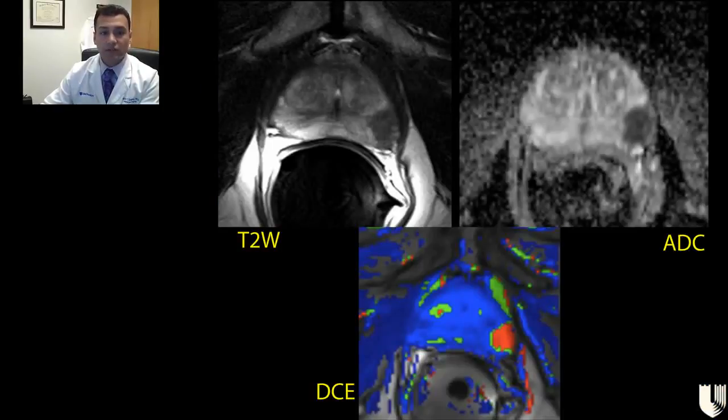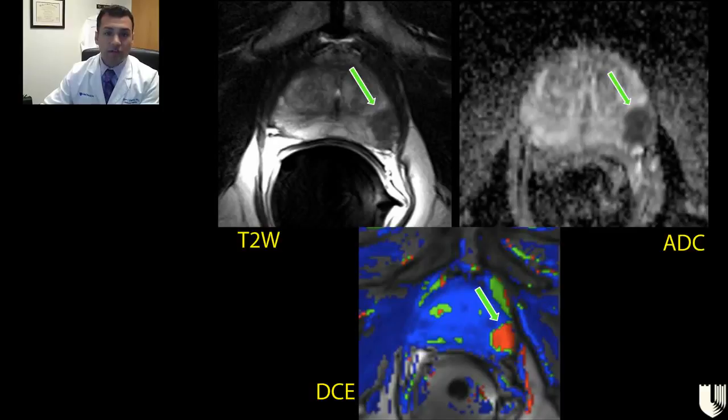As we take a look here at the T2 weighted images, the ADC map, and the perfusion map, we can see very clearly that there is a markedly decreased area of signal intensity along the left posterolateral peripheral zone at the level of the mid-gland, with markedly restricted diffusion and highly suspicious perfusion kinetics. Based on this, we can feel pretty comfortable that what we're dealing with here is the index cancer. Based on the degree of restricted diffusion, we feel like we're dealing with a high-grade cancer.